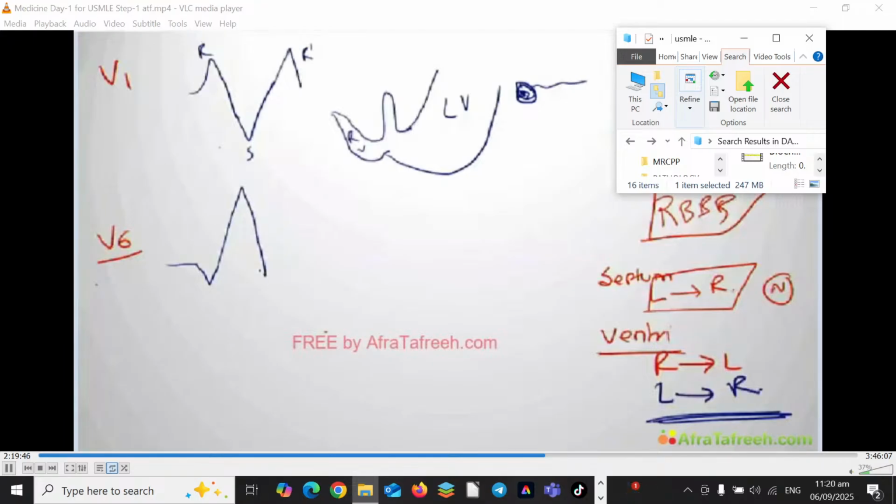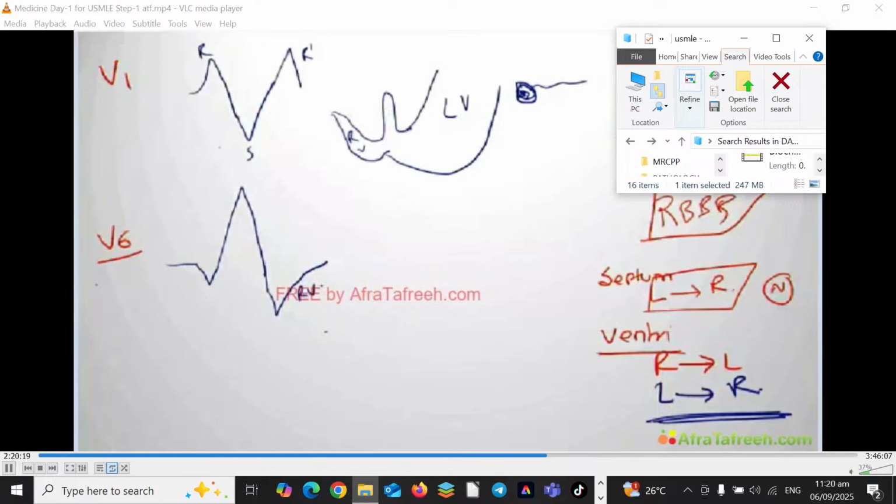The left ventricle is being activated. After that, there would be an S wave. This S wave would be deeper. Like there is a normal S wave in a normal EKG, this S wave will be deeper. A deep S wave would be present. This deep S wave is because of the RV.